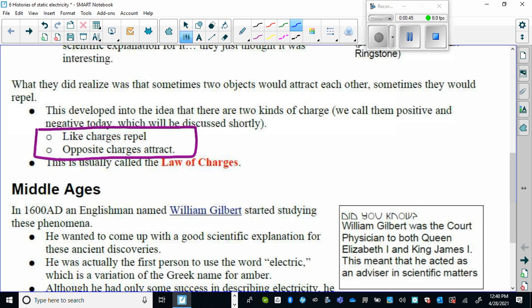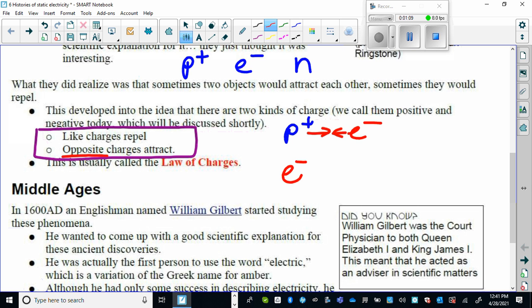So atoms are made up of protons, which are positively charged, electrons, which are negatively charged, and neutrons, which have no charge. And so if I take a proton and put it next to an electron, they are opposite in charge, and so they will attract, they will be drawn towards one another. Whereas if I take an electron and an electron, they have the same charge, and so they will repel one another. And same with protons. I put two protons next to each other, they have the same charge, so they will repel one another.